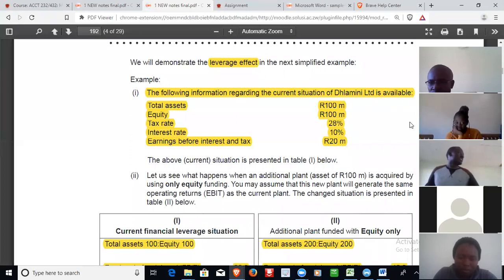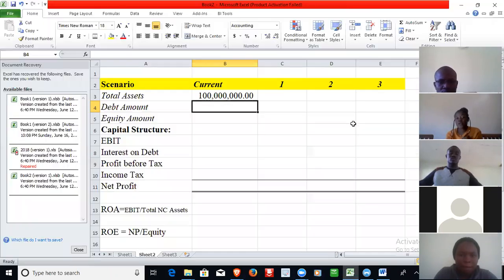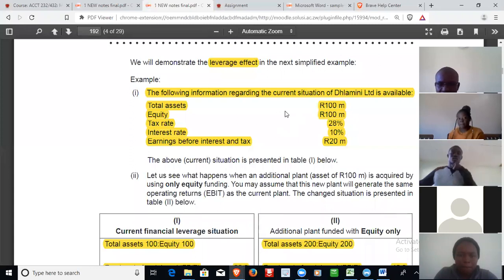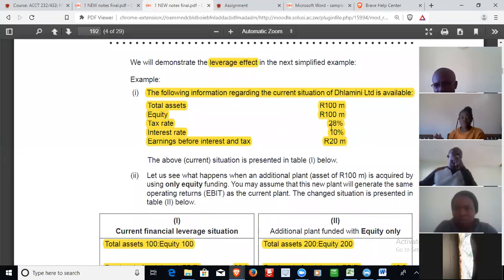Tracy Banda. Yes, sir. How much debt was used in this investment? In the first scenario, 100, sir. It's 100,000, and yes. So on the debt, there is nothing. There's no debt there.